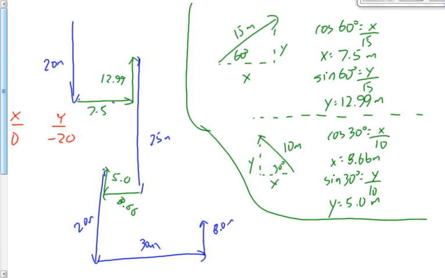Good. The x component of the second one, that green second one there. Jared? 7.5. What's the y component of that second one? Jordan? 12.99. Good. The x component of the third one, the 25-meter one. Carrie? The x component of the 25-meter vector. Good. And what's the y component? Good. Negative 25. Excellent. The x component of the fourth one, which is this green one that you see right there. Ryan, what's the x component of the fourth one there? Good.